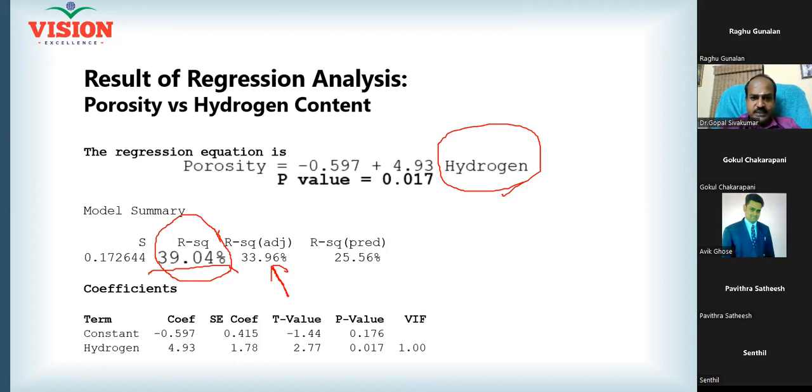Now, looking at the adjusted R square, what do you understand? The amount of hydrogen present in the molten metal is responsible for 34% of the porosity problem. The remaining 66% of the porosity is caused by some other factors. So your problem is not over. The game is not over. You have to study other factors to improve the quality of your product. Is that clear?